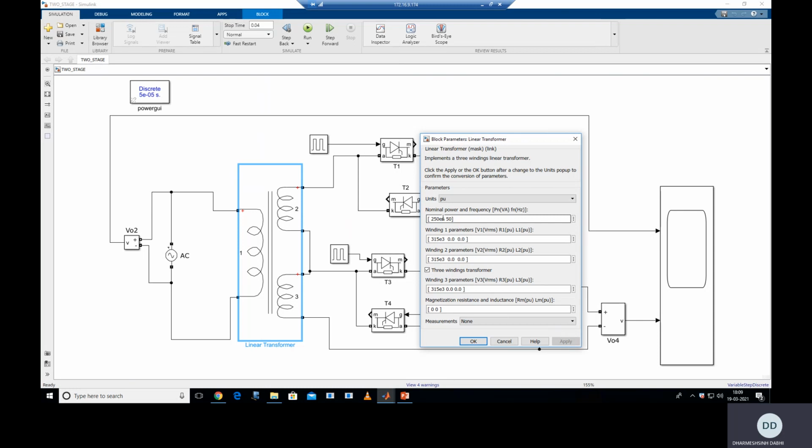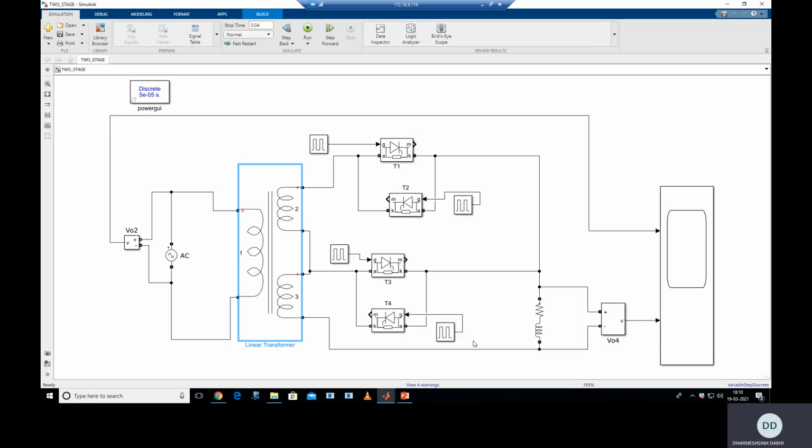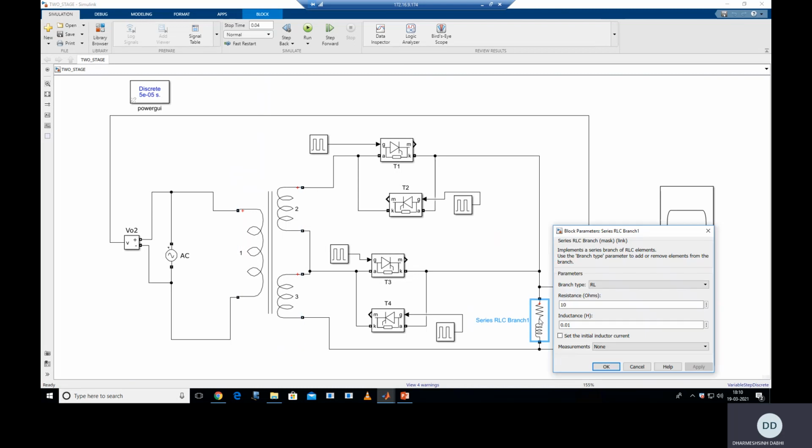So now, keeping in mind that you first set the frequency to 50 hertz, put the value of inductance and resistance for all three windings as 0. This is the winding 1 parameter, it means the primary winding parameter. Winding 2 parameter means the secondary winding parameter. And winding 3 parameter means the third winding parameter. So here we assume it is ideal, so put the value of resistance and inductance 0, and then the magnetizing resistance and inductance is also 0. Now here we take the R load first, then after that we will see the RL load.